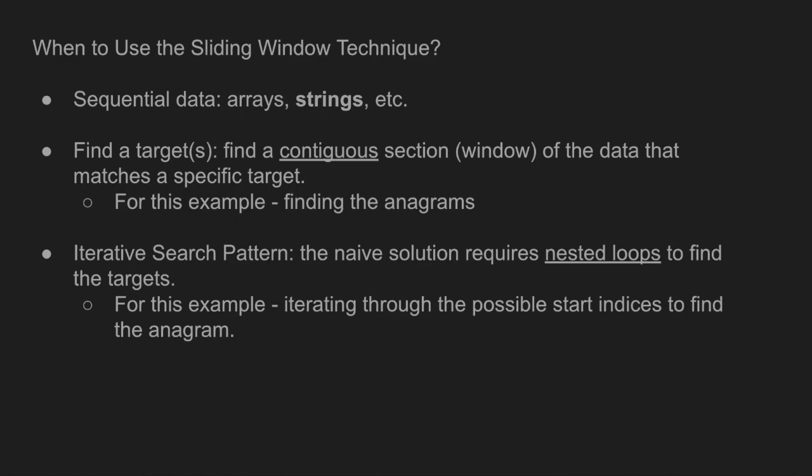One more indicator is that the naive solution has some form of iterative pattern with a nested loop to find the target. For the problem we solved in this video, we iterated through all possible starting indices, and for each iteration we constructed the map representation, which by itself was another loop. Of course, not every problem that follows this pattern guarantees a sliding window solution, but it is still an important tool to consider when solving problems of this type.